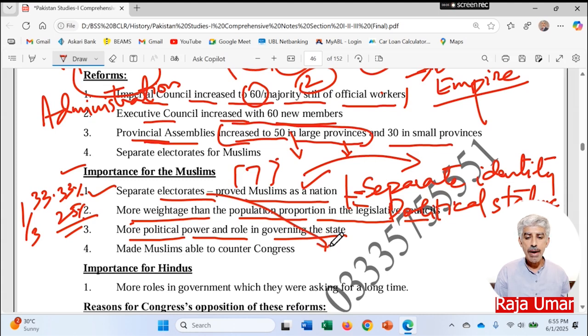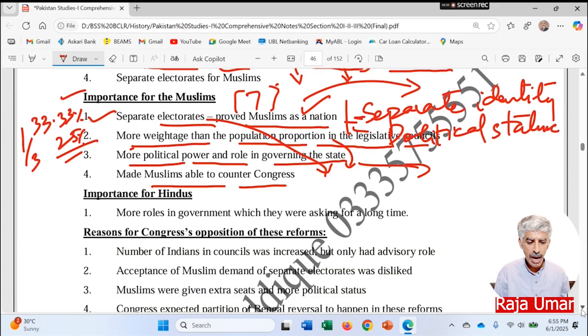So more political power and role in the governing state. Definitely when they had the separate electorate and more representation, they got more role in governing the states, especially the provinces of Punjab and Bengal. So it made Muslims able to counter Congress. On the basis of the separate electorate, there were more and more Muslim members in the parliament, and they could counter the negative policies of Congress which had been going against the Muslims for the last few years.